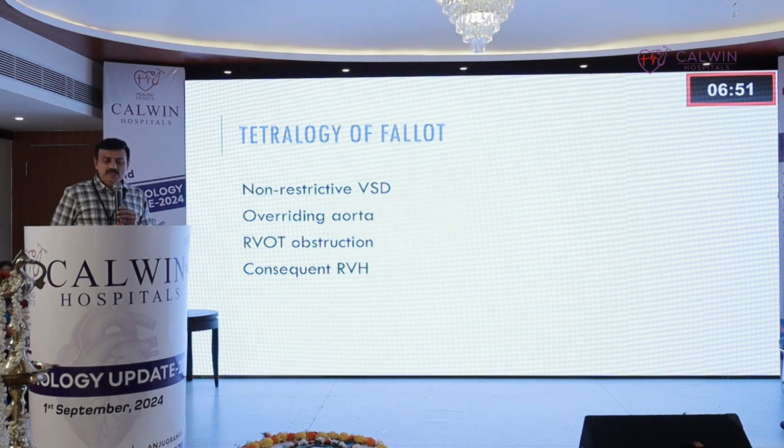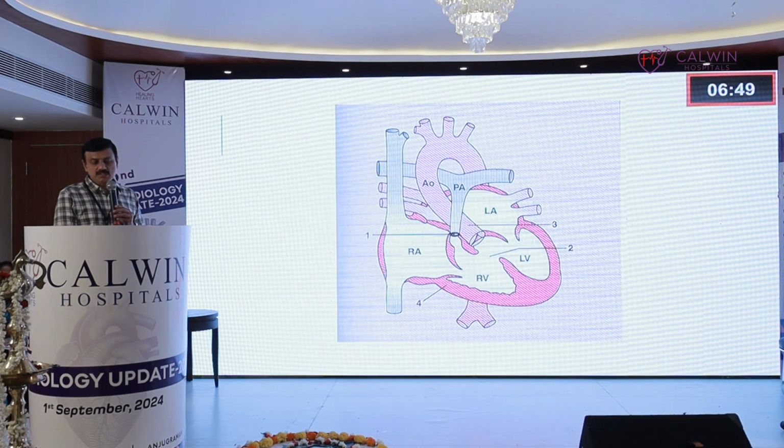Tetralogy of Fallot. These are the varieties of tetralogy of Fallot. Everybody knows what tetralogy of Fallot is. Basically, there are two main components. One is a large VSD, another is pulmonary stenosis. Depending on the degree and the area of pulmonary stenosis, the patient presents with cyanosis. In adults, many times a relatively mild desaturation in tetralogy of Fallot can worsen, and they present with severe cyanosis.